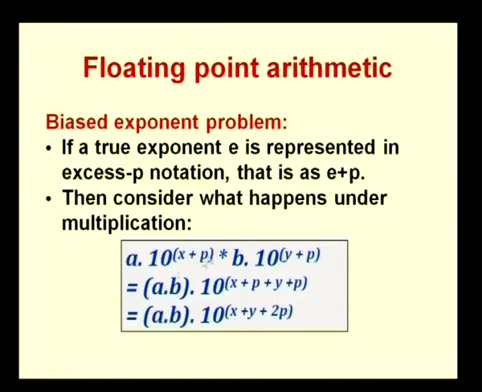Similarly, when you do division, you will see that you will do x plus p minus y minus p, it will only give you x minus y. So, to bring it back into the excess notation, you will have to add a p to the exponents. This is the only adjustment that we need to do when we do floating point multiplication and division. Otherwise, whatever we are doing in decimal, the same thing needs to be done for floating point arithmetic as well.